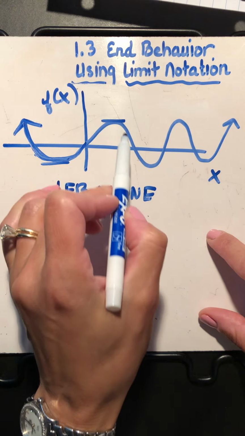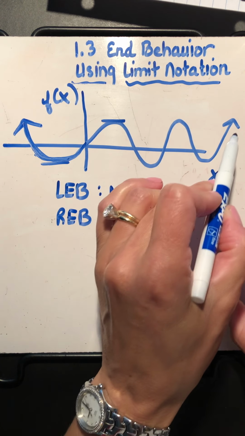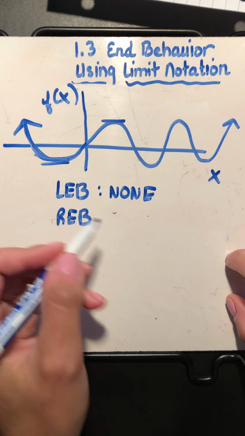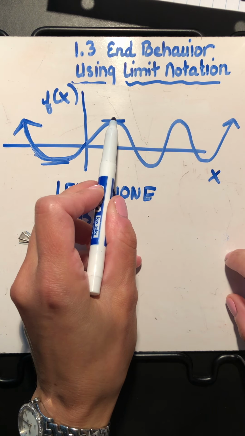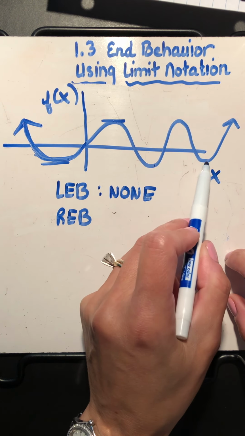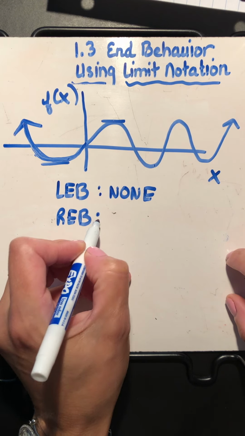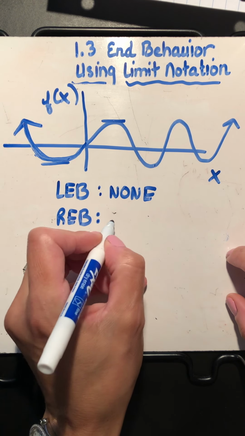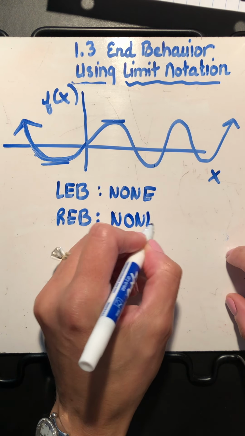Although I can theoretically travel to positive infinity, I do not approach a specific fixed value. The y values continue to oscillate indefinitely between two values. And there's no way to know where they end up heading towards. So again, I'm going to say none in this case.